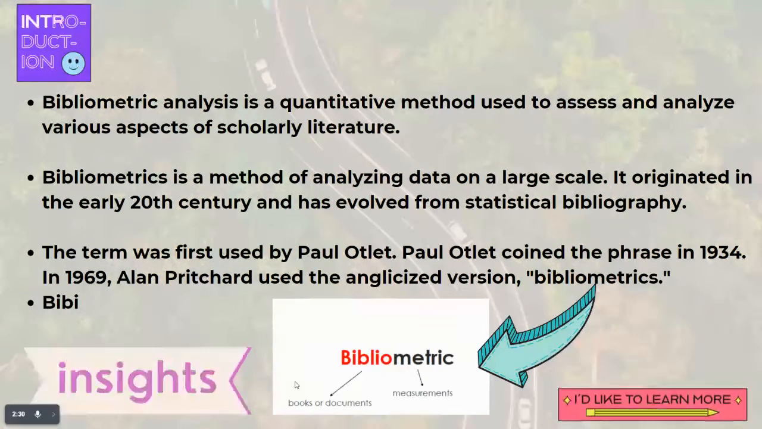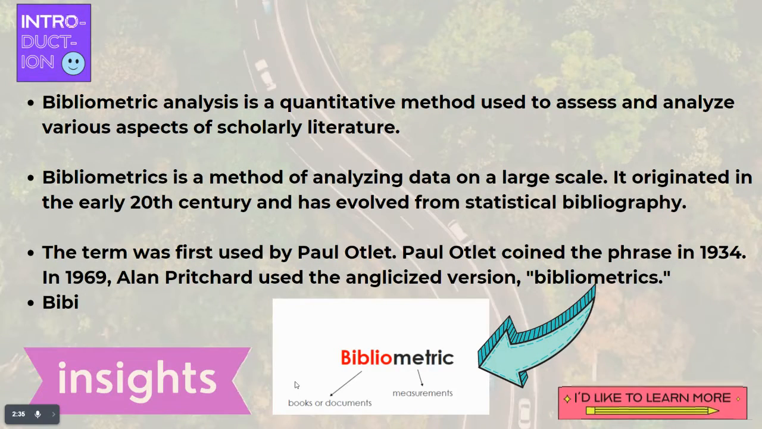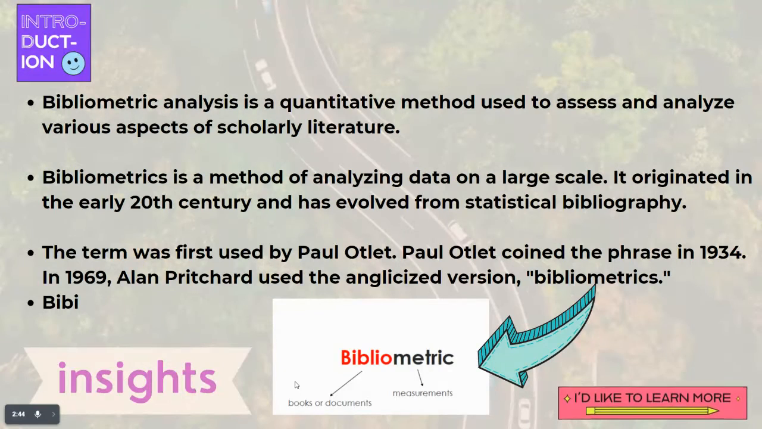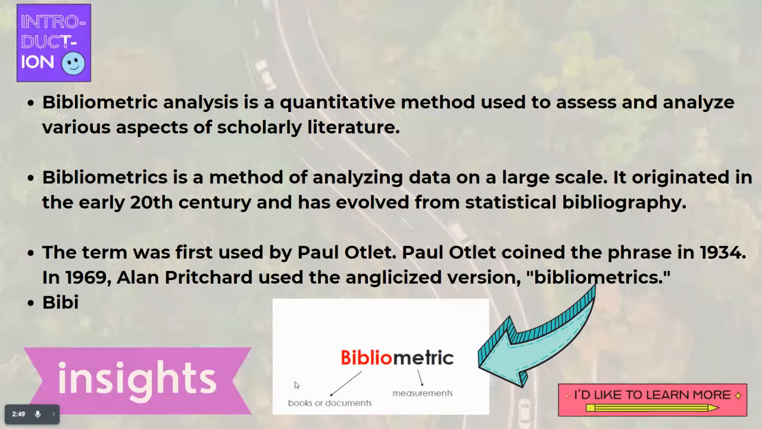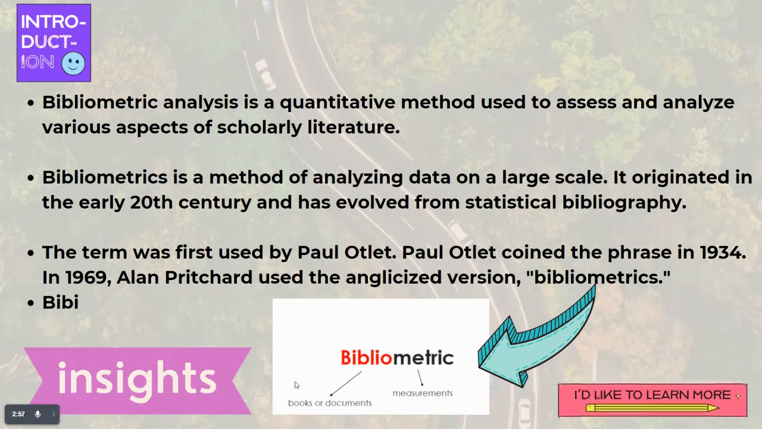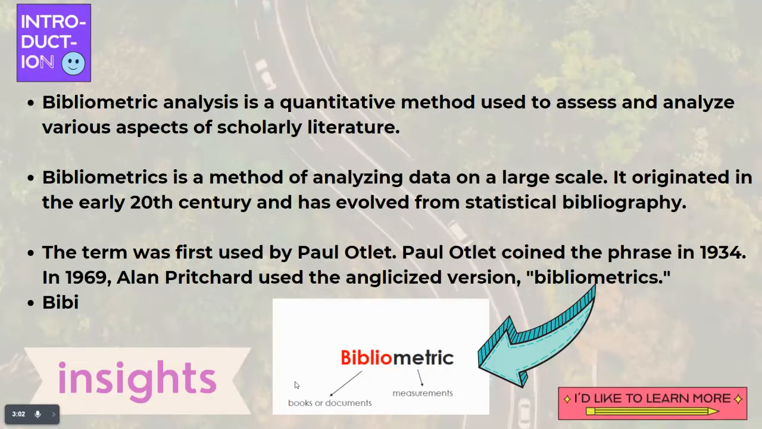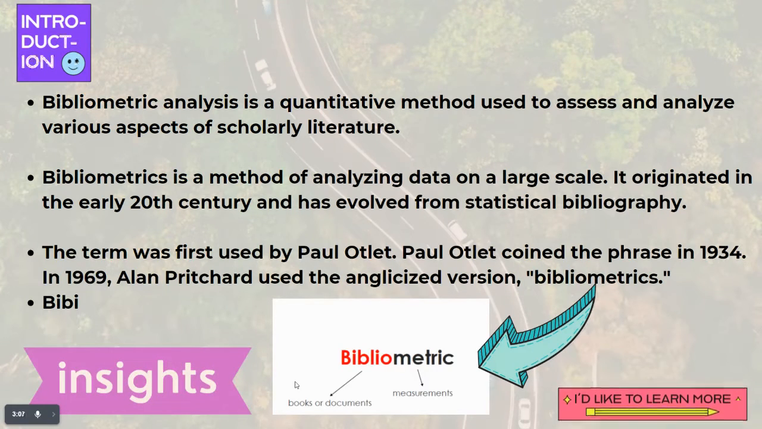So this term, bibliometric analysis, was first used by Paul in 1934, and after that in 1969 Alan used this word, or version, bibliometrics. All right. So, what is the meaning of bibliometric? Biblio means the book or documents, and metric means the measurement. So, you are measuring the books or documents in a scientific way. All right. So, that's why it is called bibliometric.